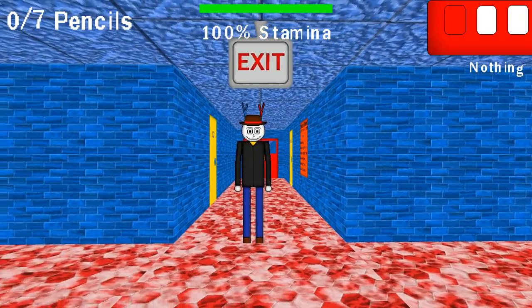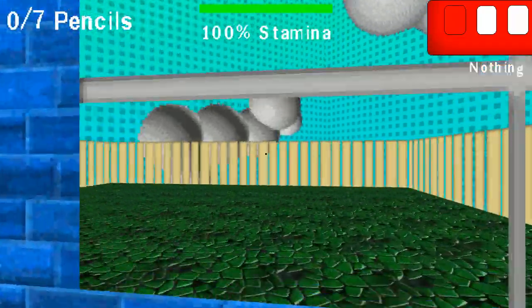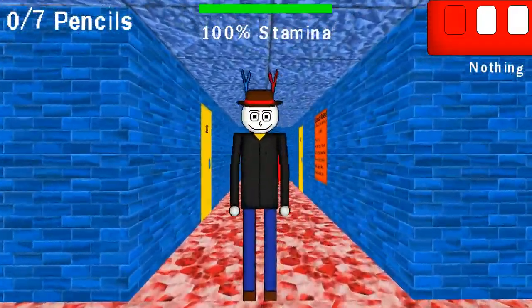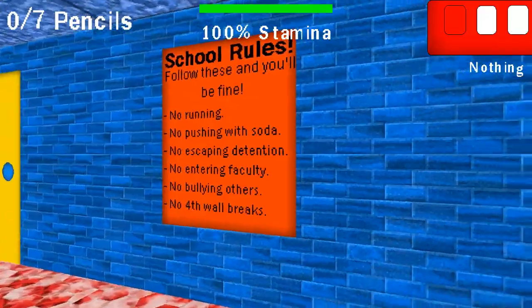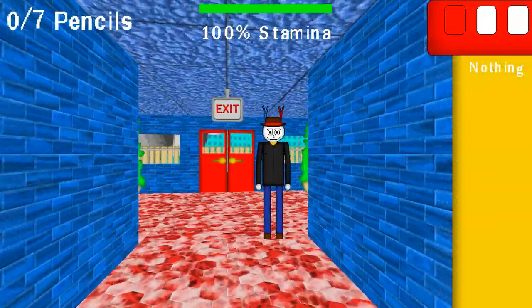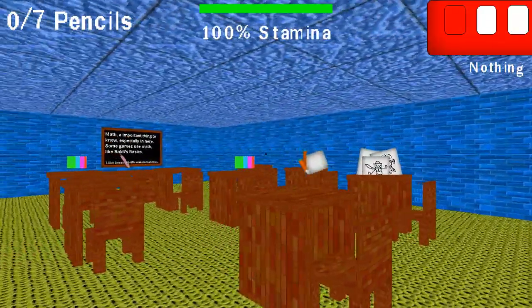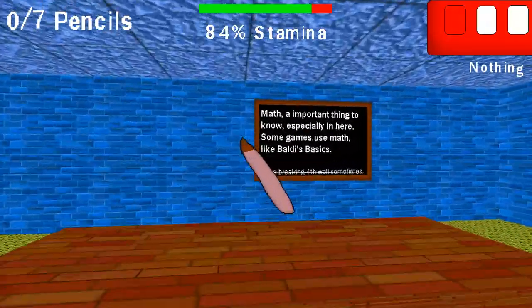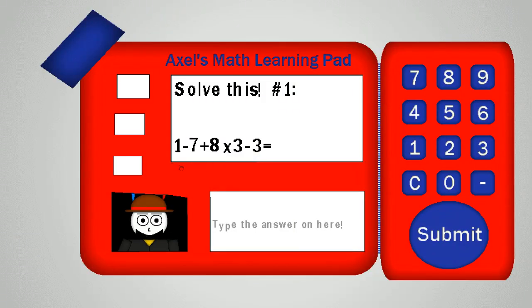Oh, hello player. Welcome to my schoolhouse. Go collect your friend's pencils, since he likes those pencils. This is my math learning pad. Math is learned on this bad boy. Answer all three questions correct, and you will be given a dollar.